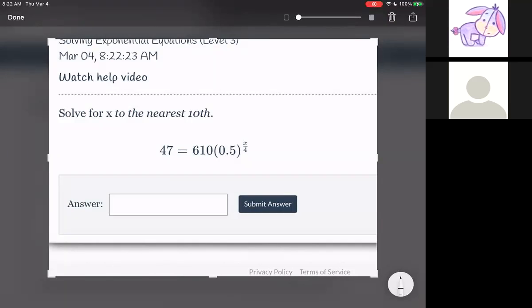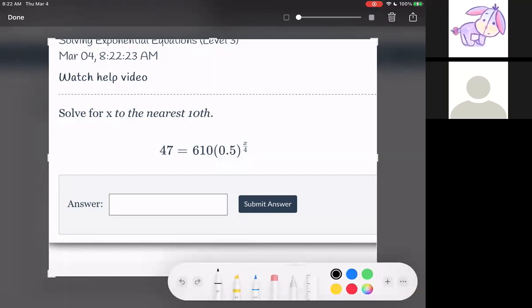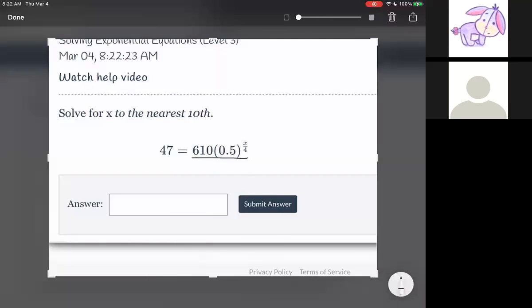Okay, so for this one, it's pretty similar to before. We still want to get our exponential by itself. So to do that, let's divide by 610. Divide by 610, those cancel out. Just gonna keep writing over here. We get this fraction. Don't worry about it being a fraction. We're gonna type it into the calculator later. So then our fraction is equal to 0.5 to the power of x over 4.